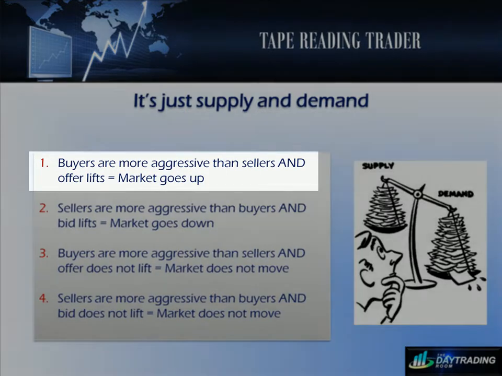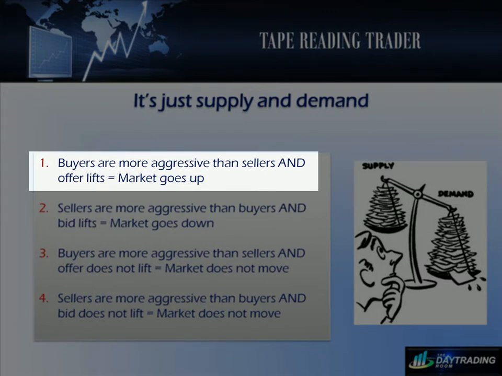The first thing is the buyers are more aggressive than sellers, and the offer lifts, which means the market goes up. So that's a pretty standard definition. You've got aggressive buyers, they are hitting the offers, the offers are lifting, the price then goes up to the next level of offer, and ultimately the market moves up. That's just a standard definition, and exactly what happens when we see uptrends or markets moving up. That's all that's happening.